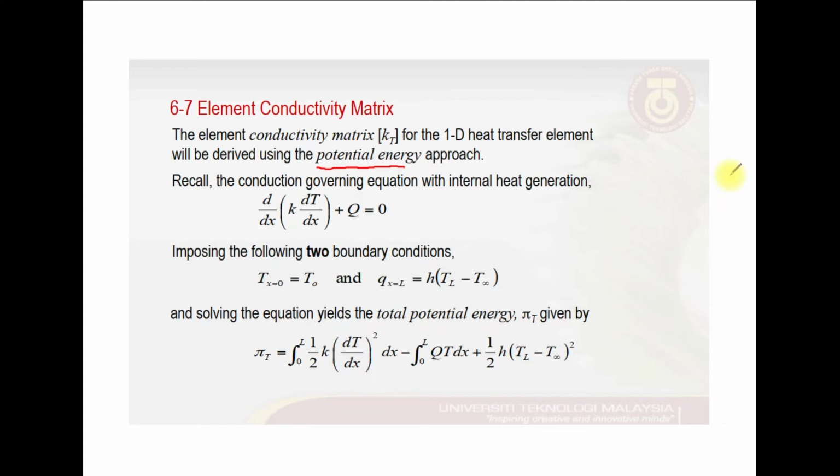If we recall the conduction governing equation with internal heat generation, which is given by this equation as we have seen in the previous slide, then if we impose the two boundary conditions, which are the known or specified temperature and the convection boundary condition, to this governing equation and solve it, it gives us the total potential energy, which is given by the equation at the bottom of the slide here.